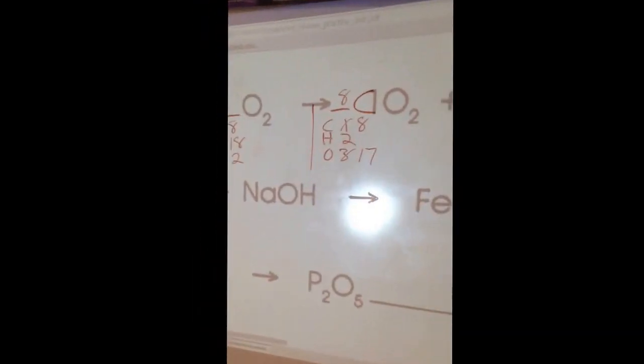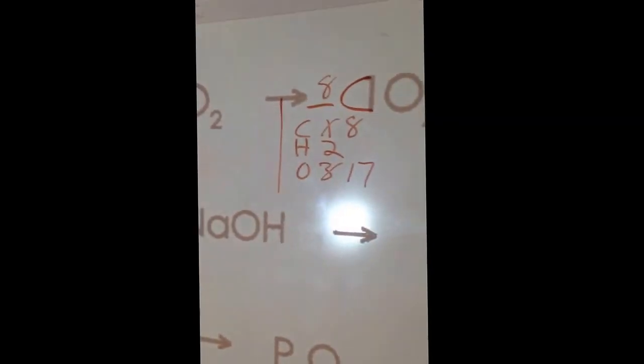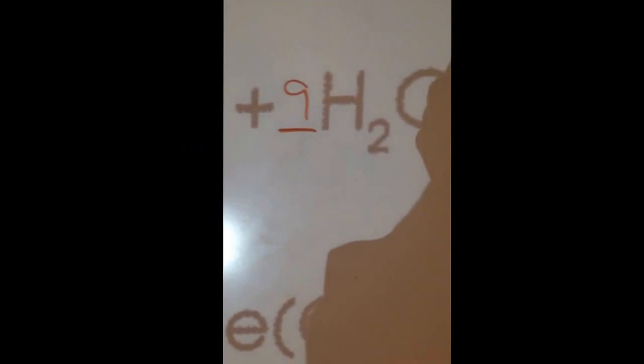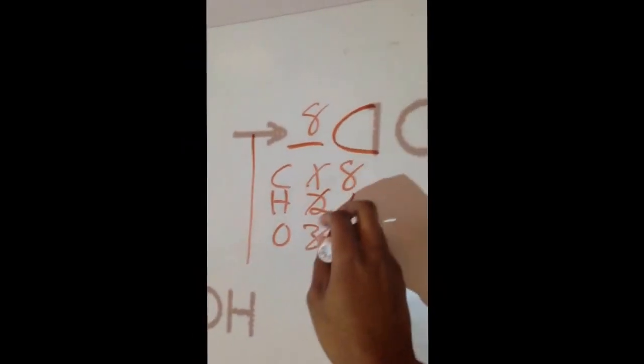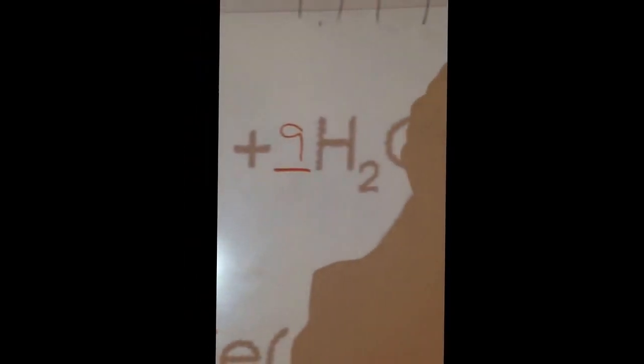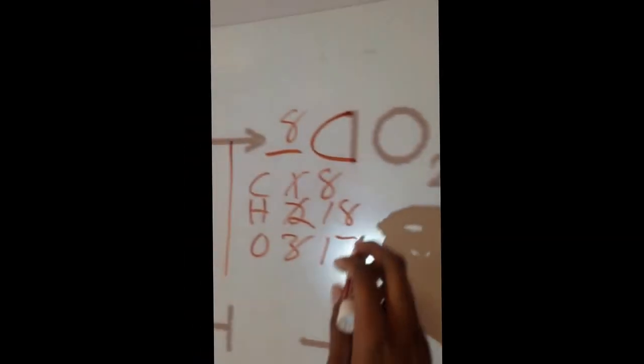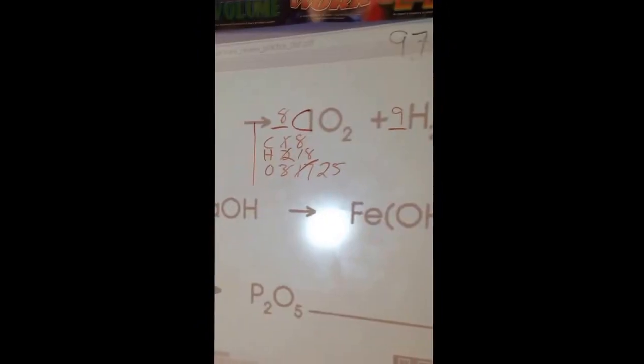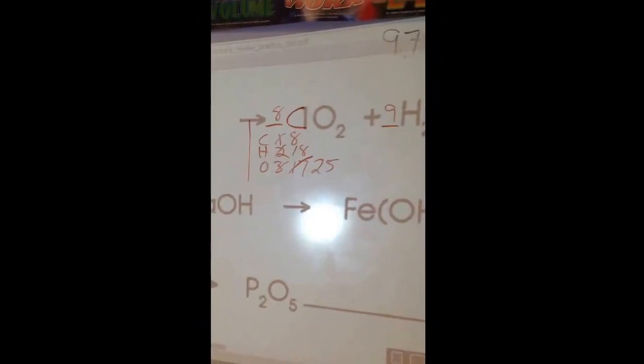Okay, next, we'll go ahead and take care of this hydrogen. We have 18 and 2. So we're going to put our 9 right there to give us 18 hydrogen. But that also impacts our oxygen. So now we have 8 times 2, which is 16, plus 9, which is 25. All right, so now we have our 8, 18, and 25 to 8, 18, and 2. And what's going to happen is we're now going to see what times 2 is going to equal 25. Well, that's going to be 12 and a half.